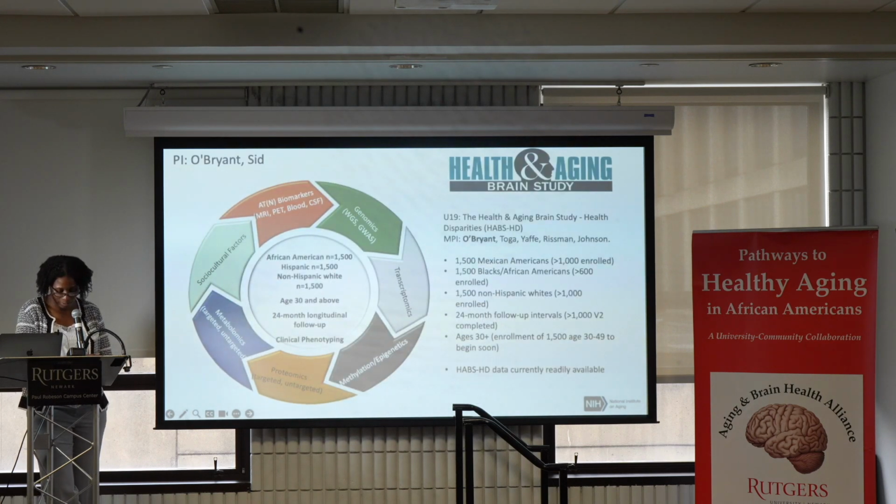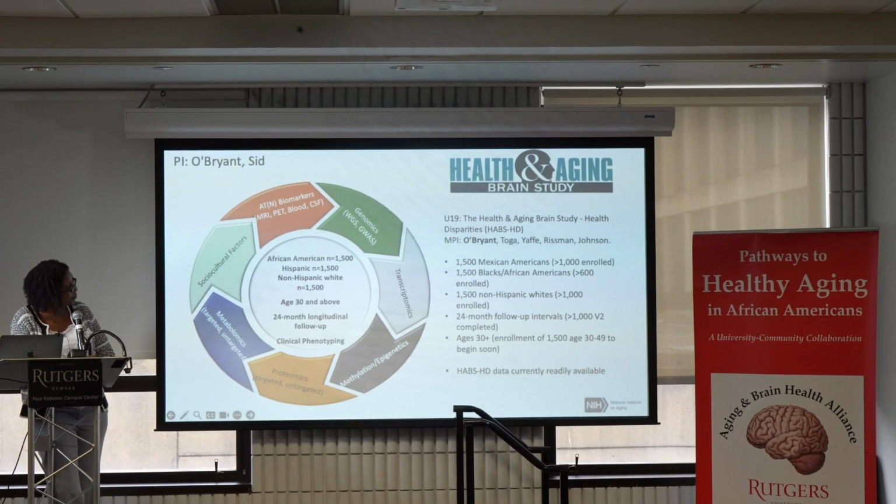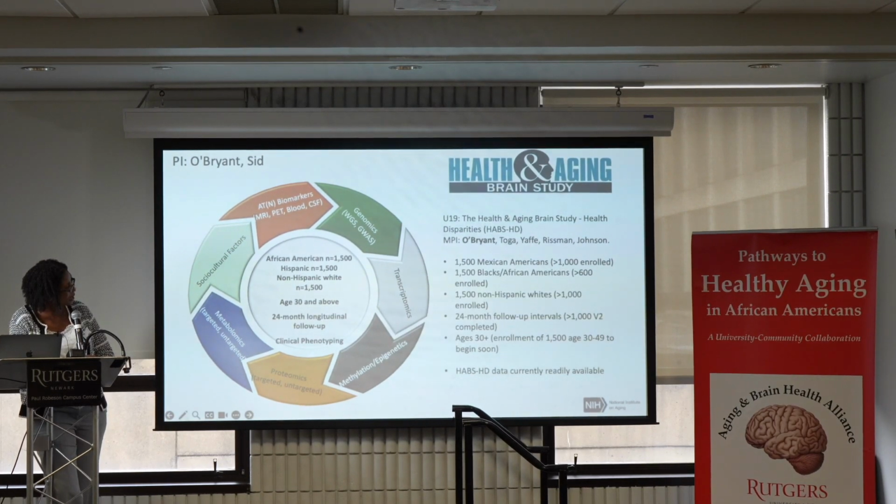So this is one example of the studies that we support. This is the Health and Aging Brain Study, or the HABS-HD. This represents a significant investment by NIA. I believe that we are supporting this study at $148 million over the next 5 years. The goal here is to really continue to longitudinally follow 1,500 Mexican Americans and 1,500 Blacks or African Americans in the Fort Worth, Texas area.